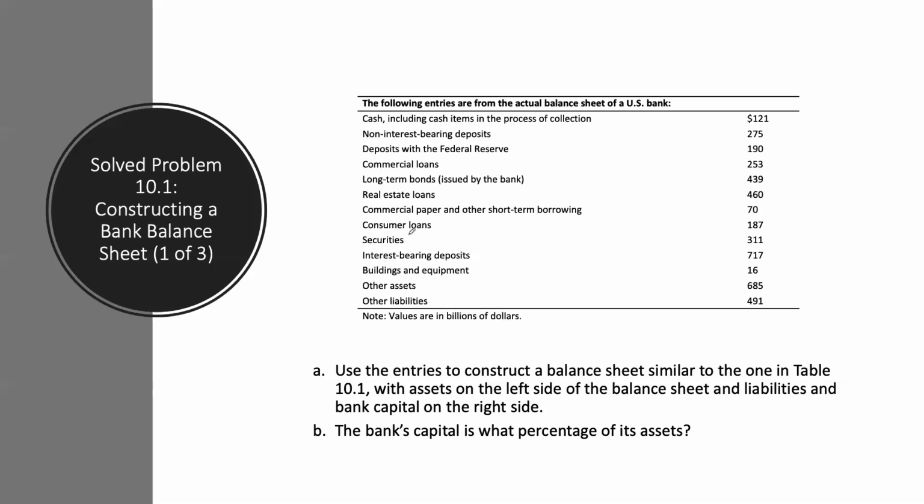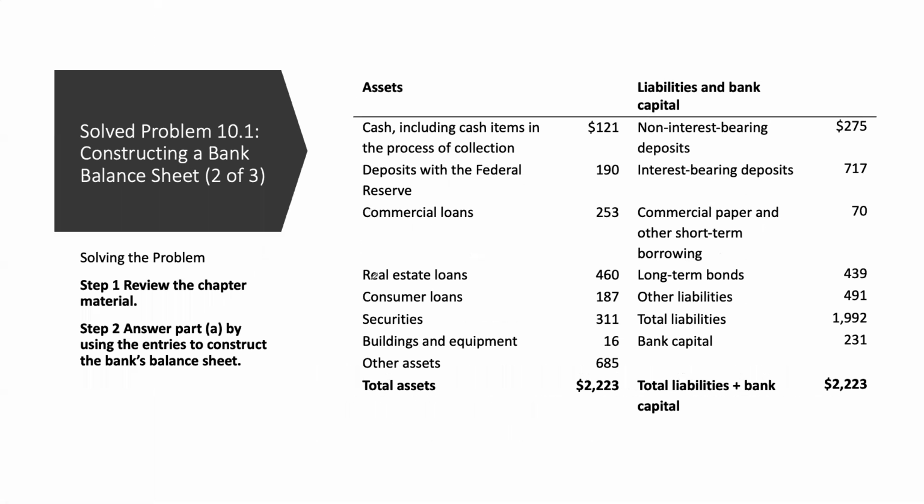Consumer loans are assets to the bank, securities are assets to the bank, interest bearing deposits are liabilities on the bank, buildings and equipment are assets to the bank, other assets are assets to the bank, and other liabilities are liabilities to the bank. So you can list all the assets, all the liabilities.